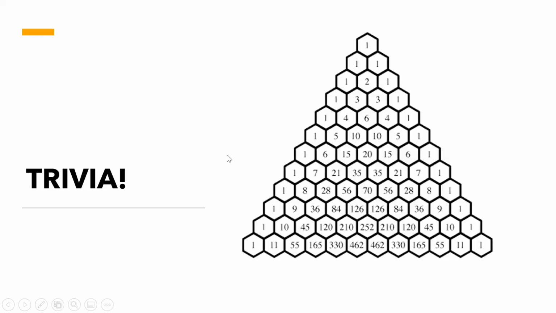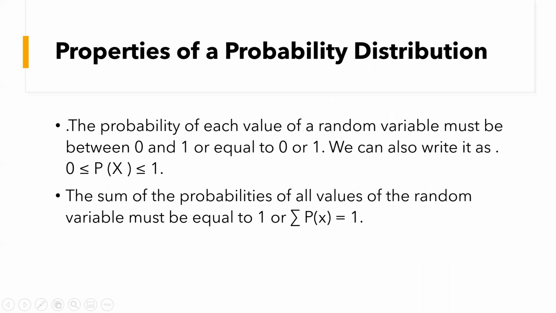Now, we're going to discuss the properties of a probability distribution. The probability of each value of a random variable must be between 0 and 1, or equal to 0 and 1. So we can also write it as 0 is less than or equal to p of x is less than or equal to 1. The sum of the probability of all values of the random variable must be equal to 1, or the summation of p of x is equal to 1. If we add all the probabilities, it will become 1 or 100%.